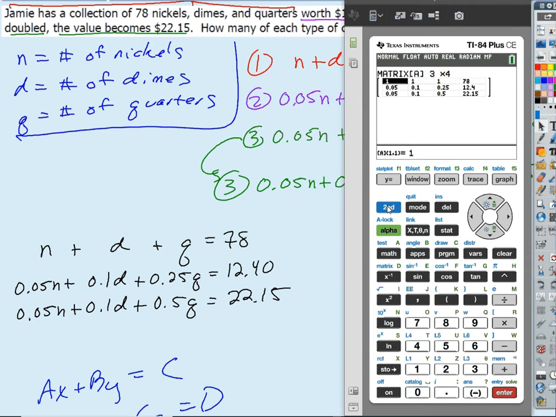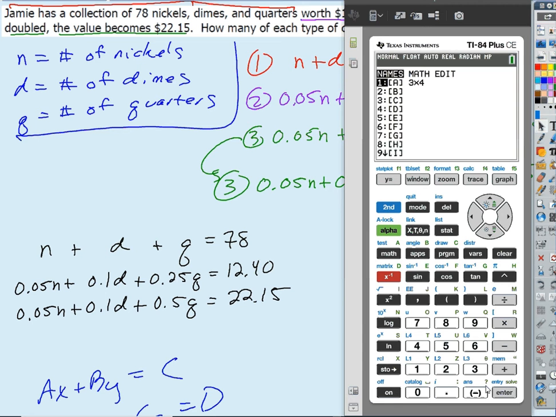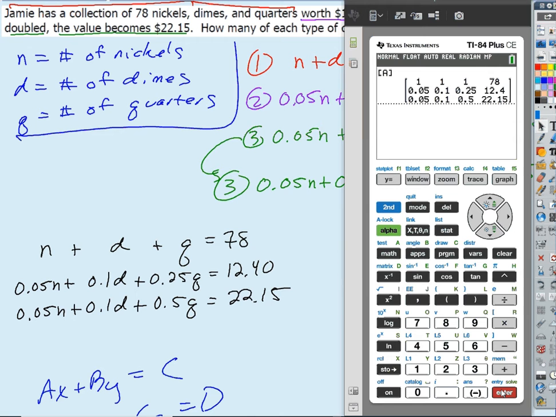So we'll go second, quit. Now I'll just show you something. If I go back into the matrix menu, so if I go second, matrix, and now I'm on names, if I just hit enter or 1, it pulls up the symbol for matrix A. Okay, and if I hit enter, look what it does. It gives me back the matrix that I just built, and that fits our system, correct?